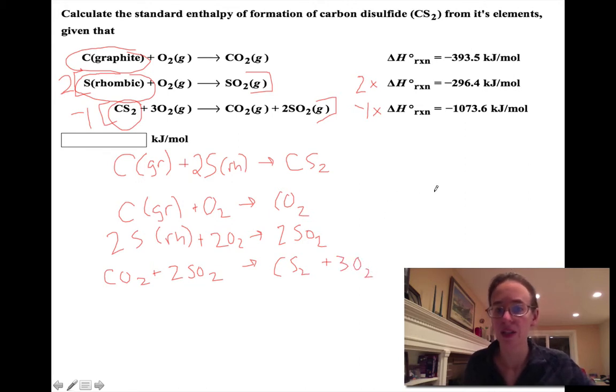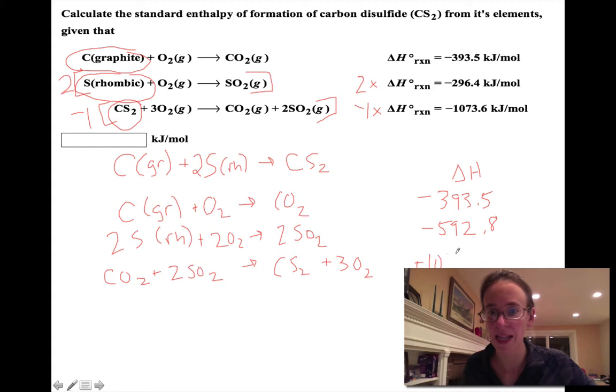And so let's also list the enthalpies of each of these reactions. I didn't have to do anything to that first one, 393.5. These are all kilojoules per mole. The second one I did have to multiply by 2, so that comes out to be 592.8. And the third one is just that same value, the magnitude's not different when it's in the reverse direction, but the sign has switched.